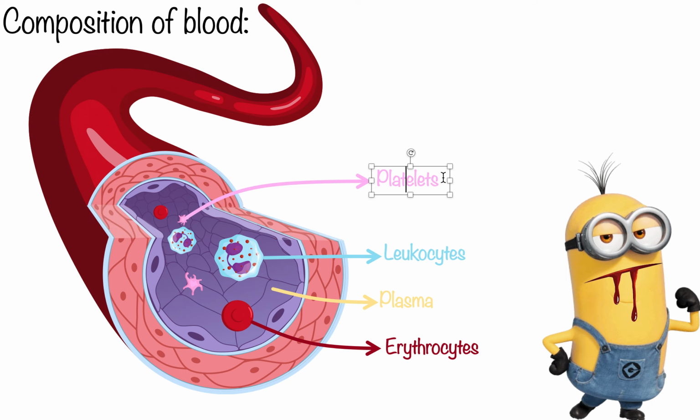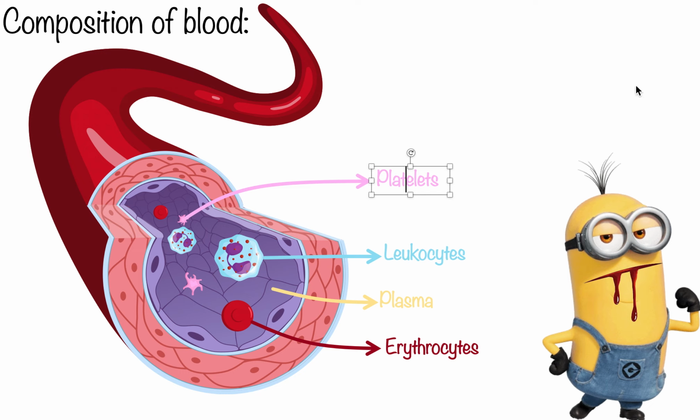So the big four things you need to know are erythrocytes, which are red blood cells carrying oxygen; plasma, in which all of these things are kind of floating, the liquid part of our blood; leukocytes, white blood cells, which fight infection; and platelets, which help to do blood clotting once you're bleeding.